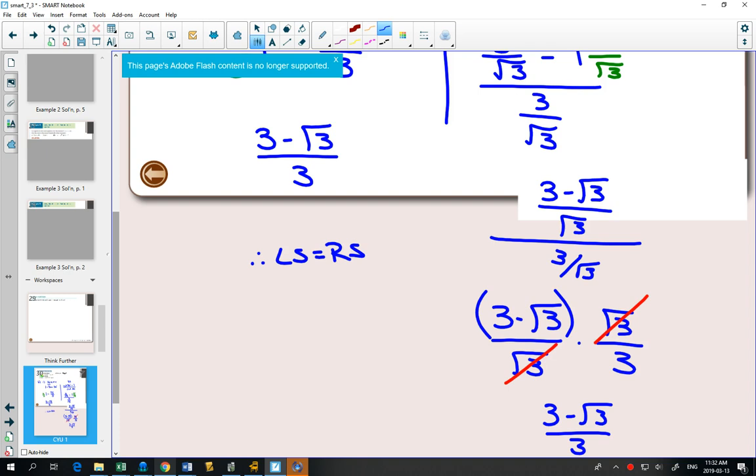So again, do we have the fraction skills to write both sides as a single fraction? Because if we do, we're going to be able to verify and prove. It comes out to about 90% of this unit can be done just with those methods. Just our fraction skills. So we're going to practice them over and over again.